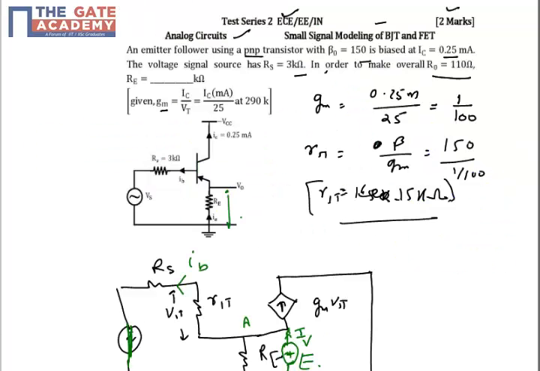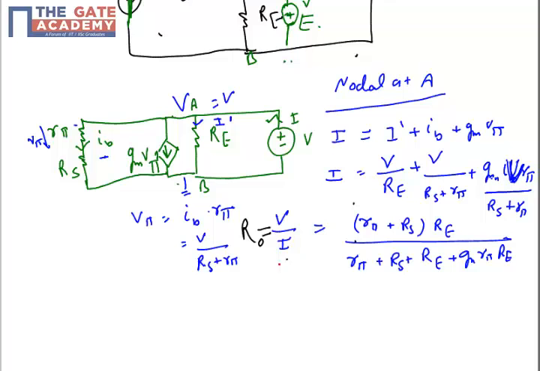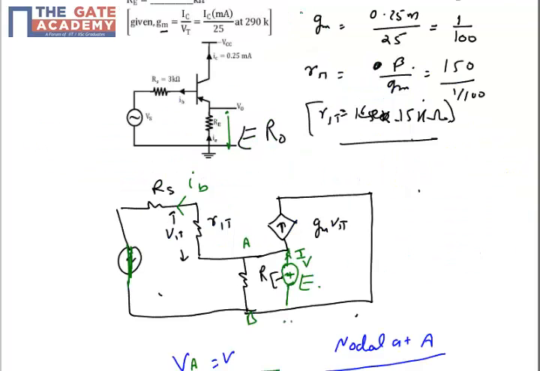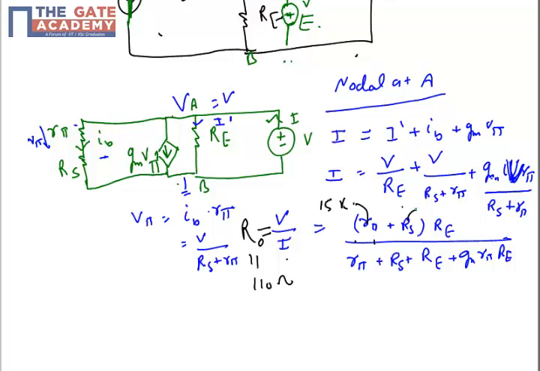This is the resistance across the output terminal. This is my R0. Question says that R0 should be 110 ohm. This R pi, we have calculated as 15 kilo ohm. Source resistance is given to us in the problem, RS is 3 kilo ohm.